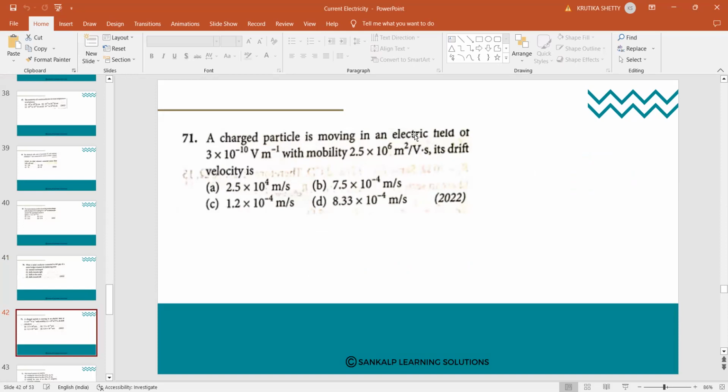A charged particle is moving in an electric field of 3 into 10 raised to minus 10 volt per meter with the mobility 2.5 into 10 raised to 6 meter square per volt second. Its drift velocity is, yes, so you have a charged particle moving in an electric field 3 into 10 raised to minus 10 volt per meter.